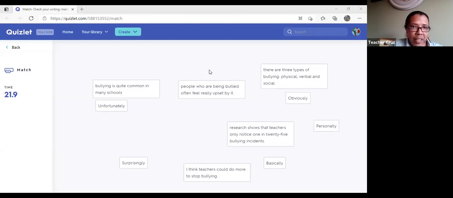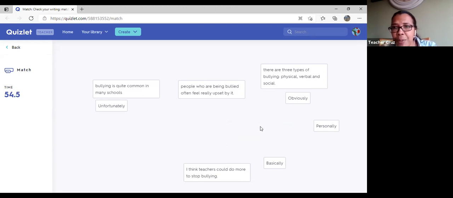And it says, Bullying is quite common in many schools. So you're going to find it's obviously, it's unfortunately, those are adverbs, okay? Surprisingly, I think teachers could do more to stop bullying. Do you think that one is mixed with that? Which one could be? Research shows that teachers only notice 1 in 25 bullying incidents. Surprisingly, right?